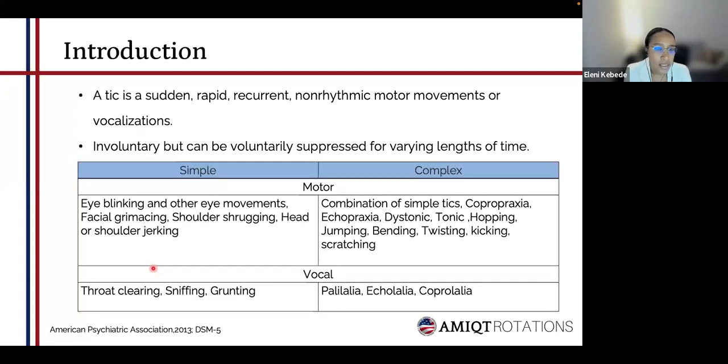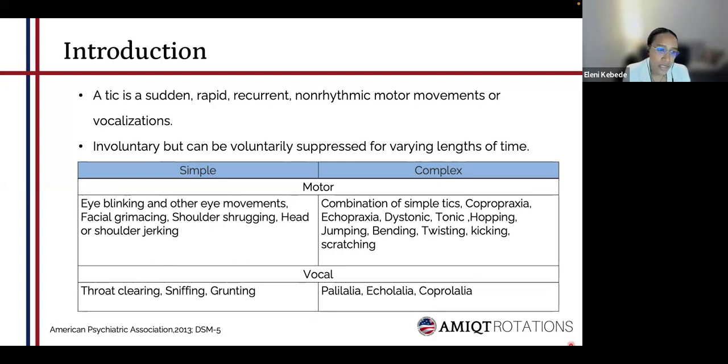options. So when we're talking about Tourette's, we always think about tics. So tics are sudden, rapid, recurrent, non-rhythmic motor movements or vocalizations. This definition helps us differentiate it from other movement disorders. Usually it's involuntary, but it can be voluntarily suppressed for varying lengths of time in different patients.